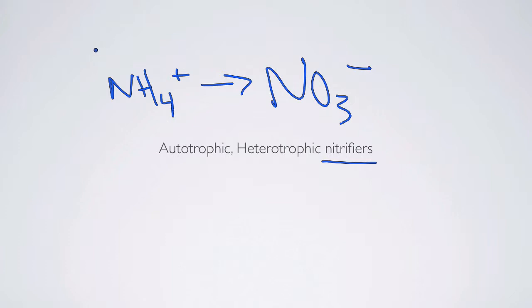Now, part of the reason that this can happen is ammonium can be used as an energy source. If you remember, -3 versus +5. So there's a lot of energy in ammonium. And the autotrophic nitrifiers do this process of nitrification in order to gain energy from the ammonium. Heterotrophic nitrifiers produce nitrate, but it's not necessarily for the purposes of gaining energy.